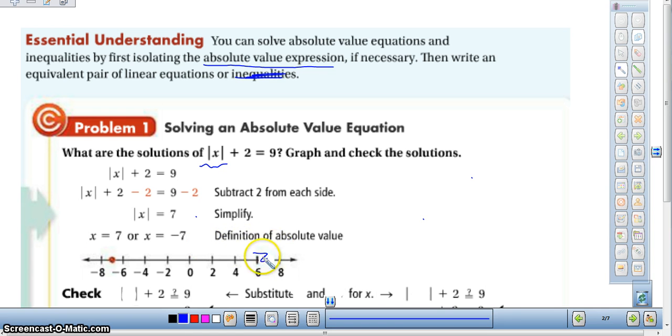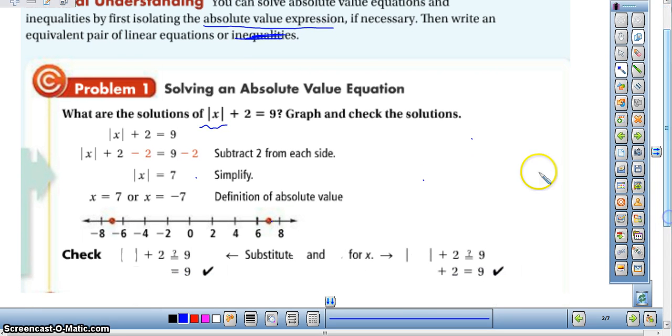And if we are going to graph that solution, we would then put on a number line the point at negative 7 and 7. As you look at that, the key thing to remember is anytime you're solving absolute value, you have a possibility of two solutions. Notice I said possibility. It doesn't always have to be 2, but you have that possibility.